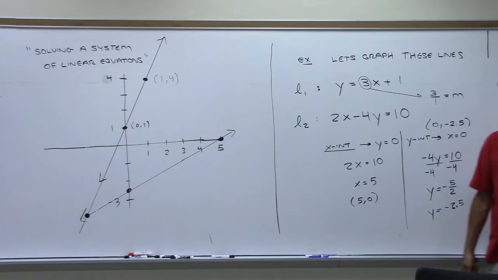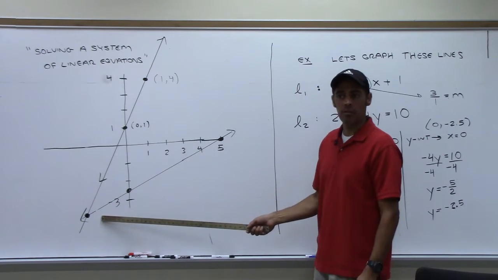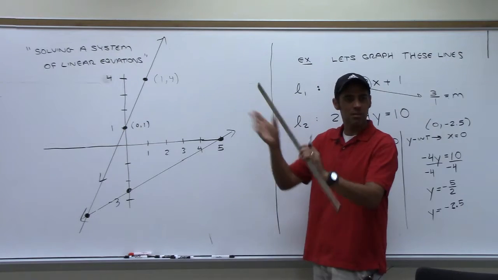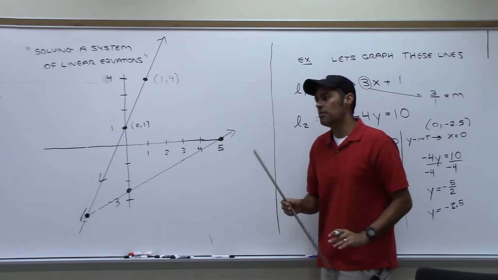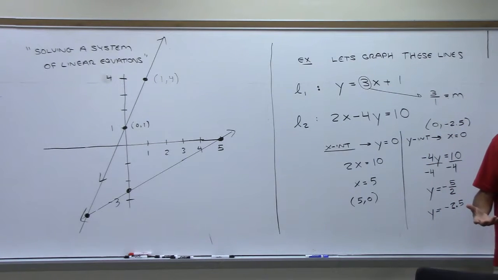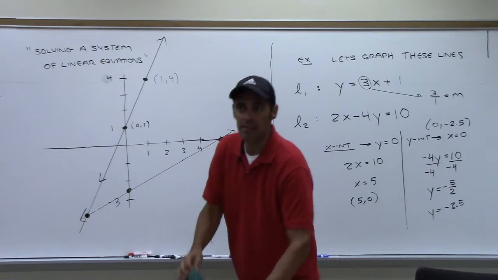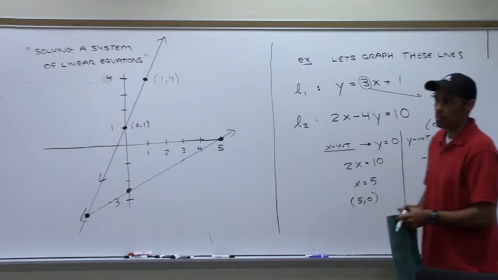Understand? Now, it's hard to tell what that point is just by looking, right? Because I'm using this ruler. It's not very precise. So there's got to be a more systematic way of actually getting the answer. And that's what we're going to do. We're going to learn a process of solving a system of linear equations.